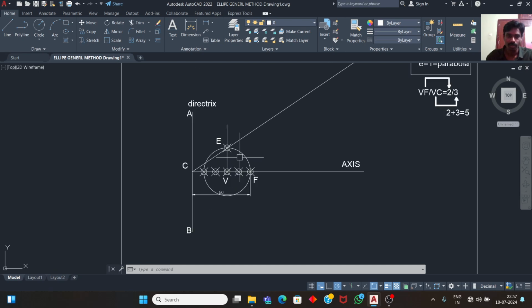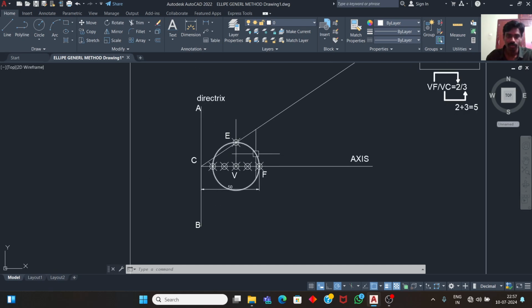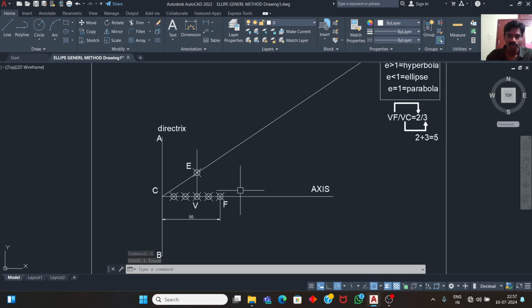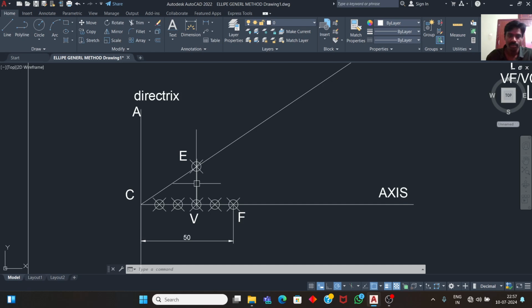Now, we don't want this circle, erase it. And next, draw the perpendiculars on this axis line. For that I am offsetting this VE line with a certain distance. The distance may be your choice. It may be 10 mm, 20 mm, 30 mm.